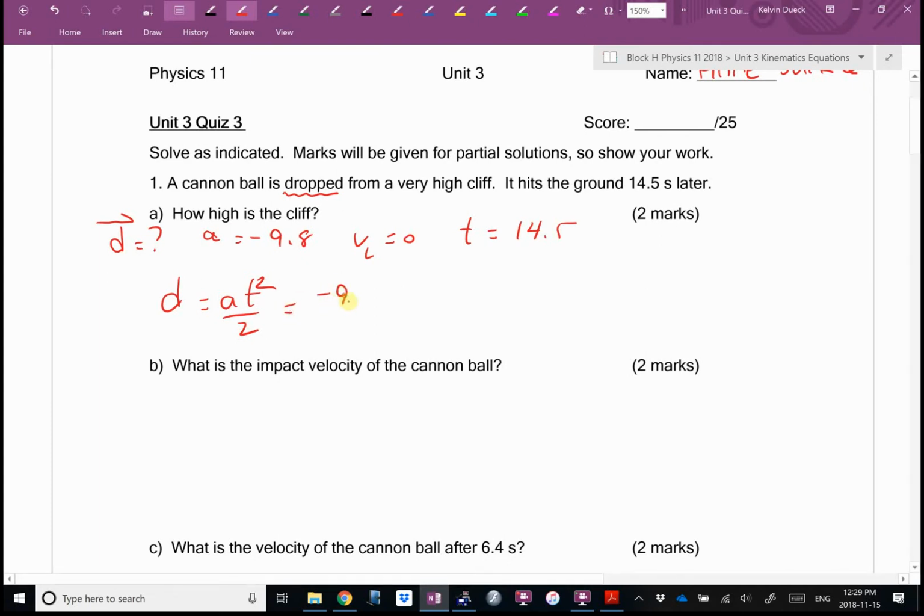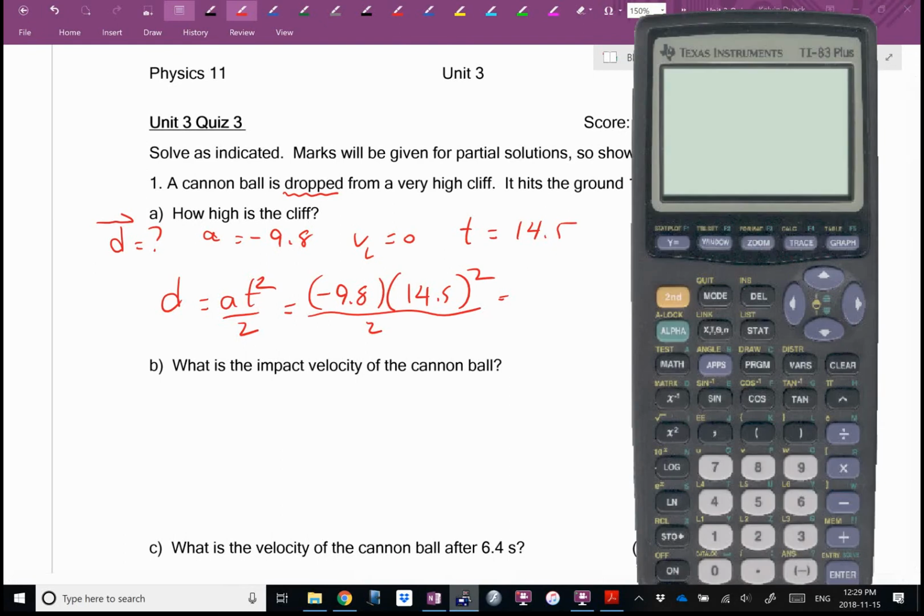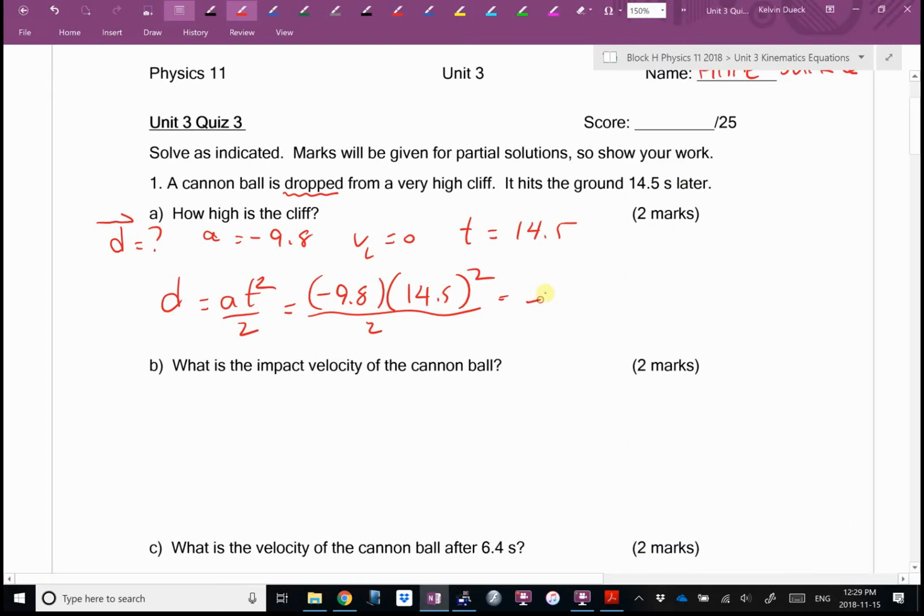I'm going to get negative 9.8 times 14.5 squared, all over 2, or times 0.5, whichever way you want to do the 1/2. Negative 9.8 times 14.5 squared divided by 2. Did you all get negative 1,030 point blah, blah, blah? So I'm going to write negative 1,030 meters. And if you said that, you get 2 out of 2.